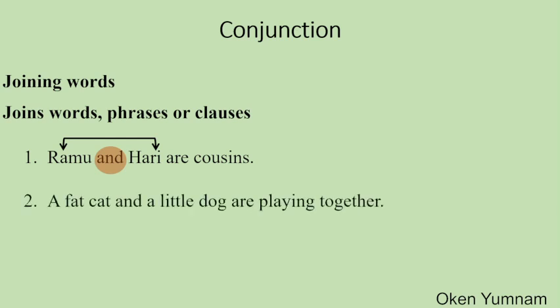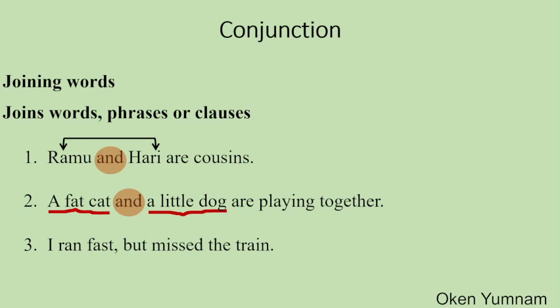Number two. A fat cat and a little dog are playing together. And is a conjunction that joins the phrase a fat cat with another phrase a little dog. Number three, I ran fast but missed the train. Here but is a conjunction that joins the clause I ran fast with another clause I missed the train. So conjunctions are words that join words, phrases, or clauses in a sentence.